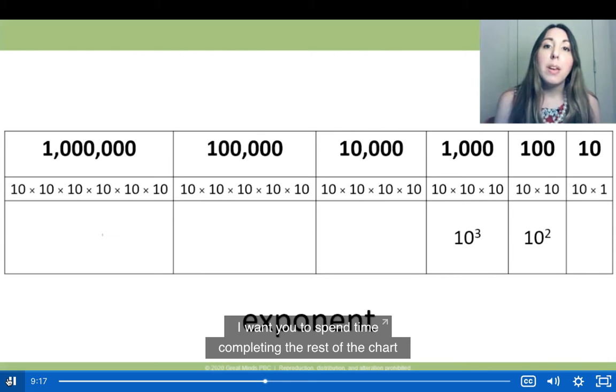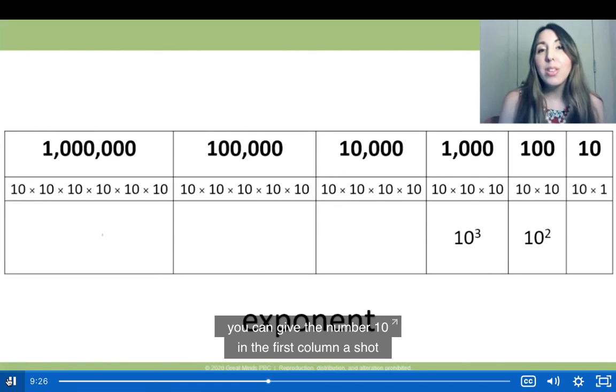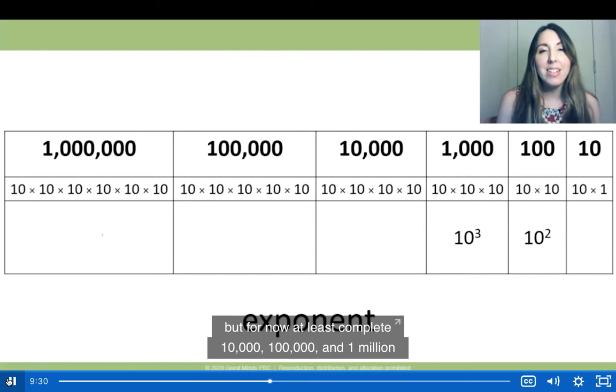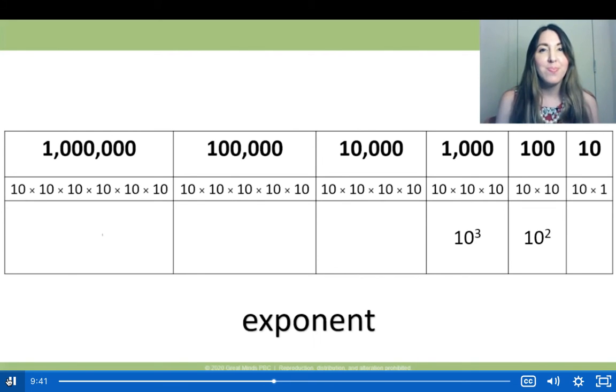I want you to spend time completing the rest of the chart from 10,000 over to 1 million. You can give the number 10 in the first column a shot. We are going to spend some time talking about that together. But for now, at least complete 10,000, 100,000, and 1 million, rewriting each of those powers of 10 with an exponent.